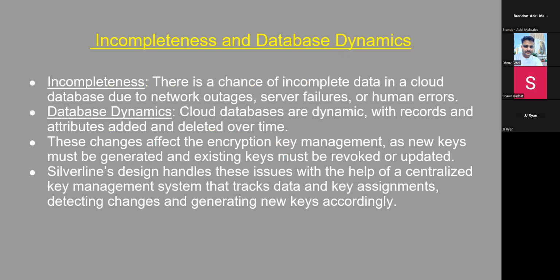Thank you, Dhruv. Here I'm going to talk about Silverline incompleteness and database dynamics. Incompleteness is when there is a chance of incomplete data in the cloud database due to network outages, server failures, or human errors. Database dynamics means cloud databases are dynamic, with records and attributes added and deleted over time.